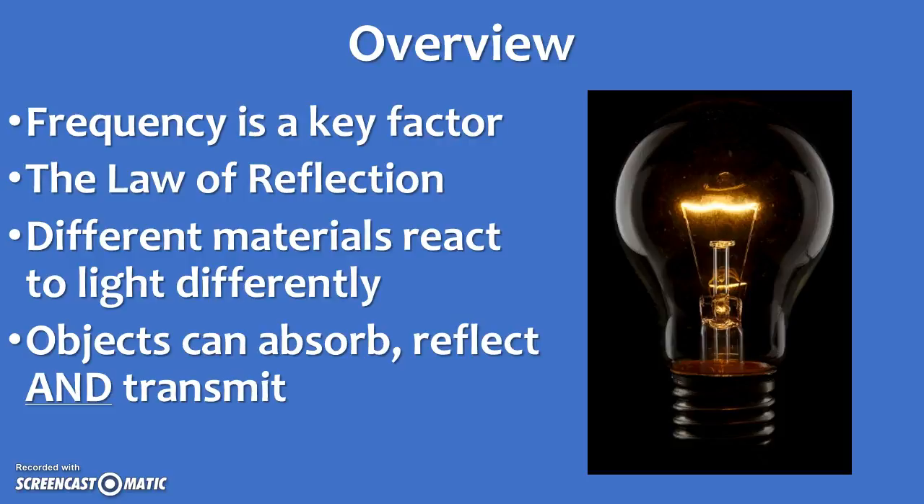We also learned that different materials react to light differently, depending on if it's translucent, transparent, or opaque. And we also learned that objects can absorb, reflect, and transmit light. It doesn't always do one. It doesn't always do two. It can do three at the same time if it really wanted to, depending on what type of object it was. And most everything is always doing all three. Yeah.